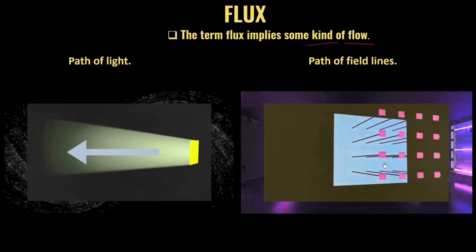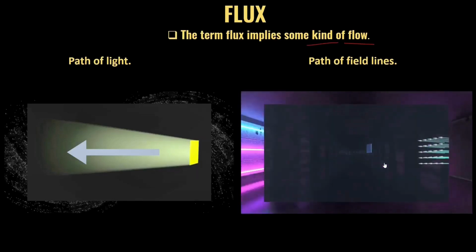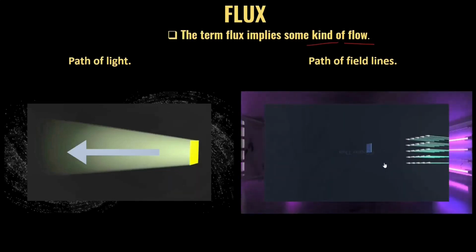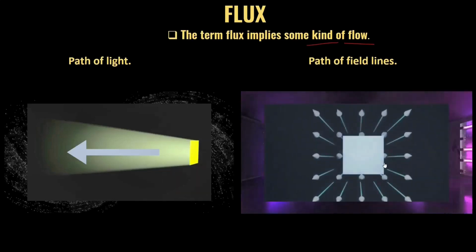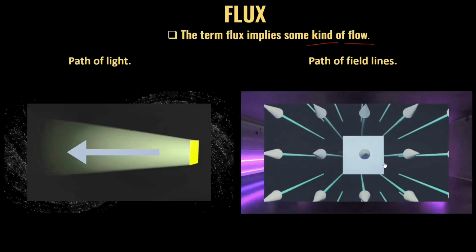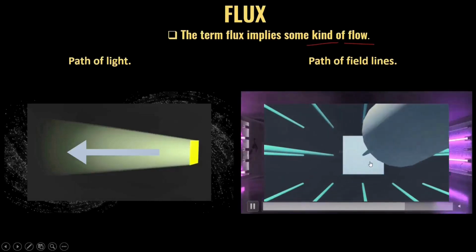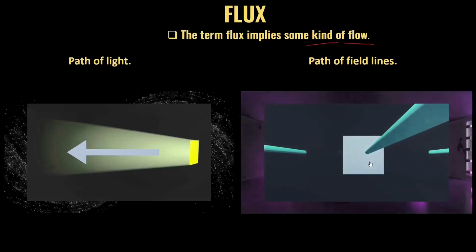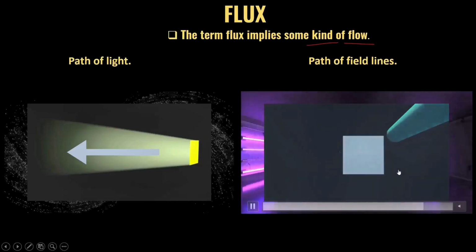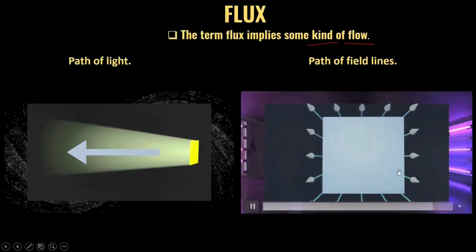Mind it here, whatever field lines are crossing the given surface area in a perpendicular direction, only those field lines will be called the flux. As you can see here, only one field line is passing through this given surface area. So this one will be the only one called the flux. The rest of the field lines will remain as field lines. They will not be contributing towards the flux.